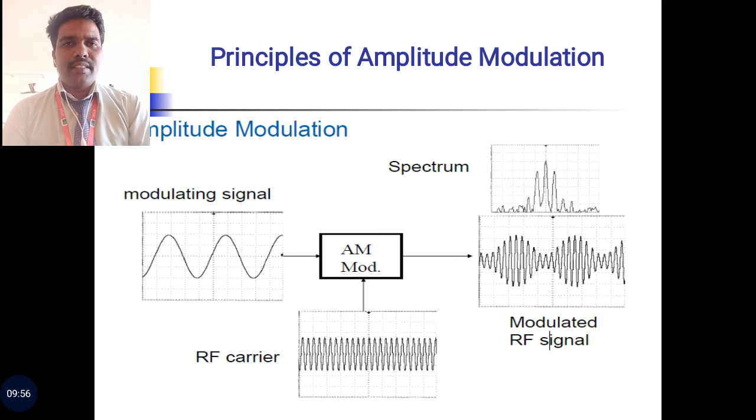And next, that is the functional diagram of AM modulation. The AM modulator has two inputs: one input is the modulating signal and the other input is the carrier signal. The output of the AM modulator is the modulated RF signal. We take the spectrum; look at this diagram, that is the spectrum. The AM modulated wave spectrum is like this, right?